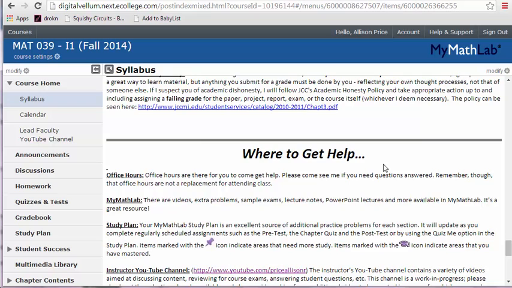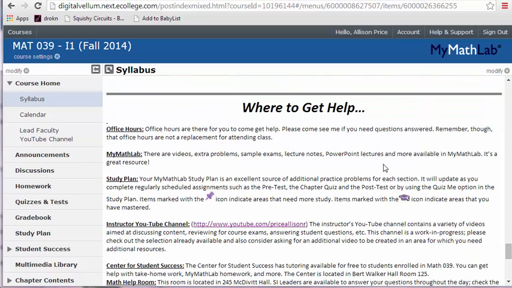Let me go on to the Get Help section. First, my office hours. My office hours are there for when you'd like to get help. Now, if you can come in and see me, that would be great. If you can't come in and see me, you can still email me during my office hours. We can set up a chat session during my office hours, or you can give me a call. I should be in my office during my office hours.